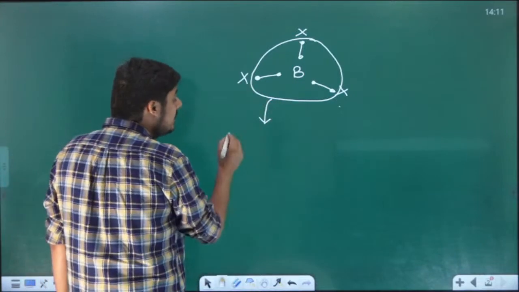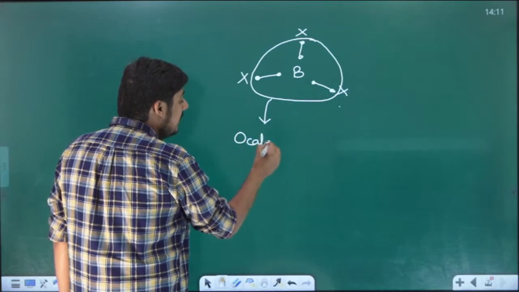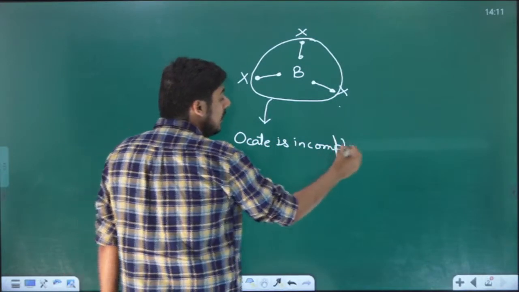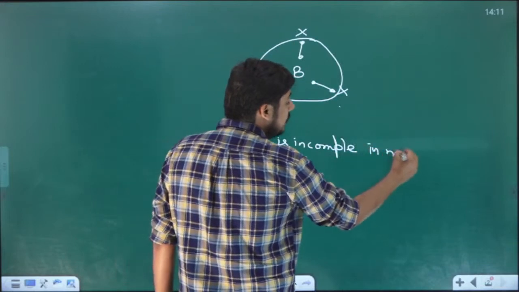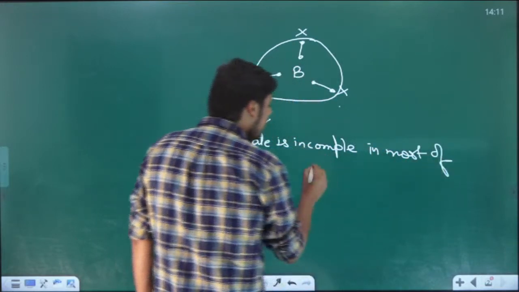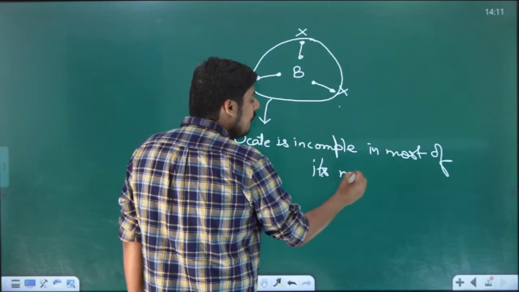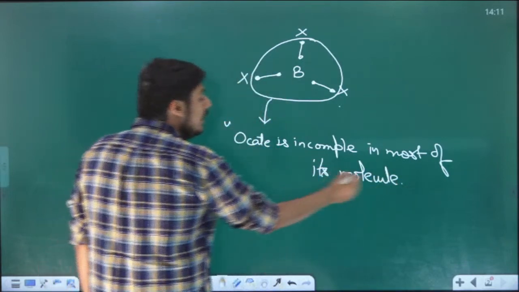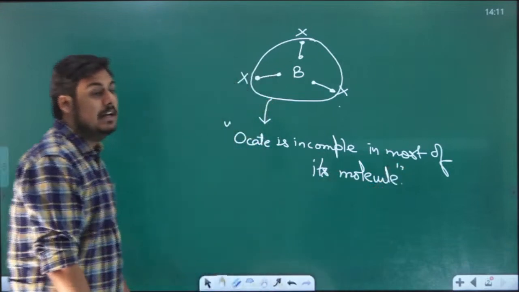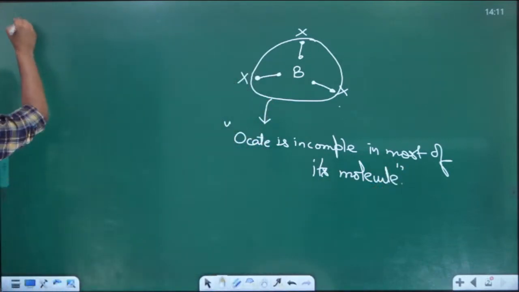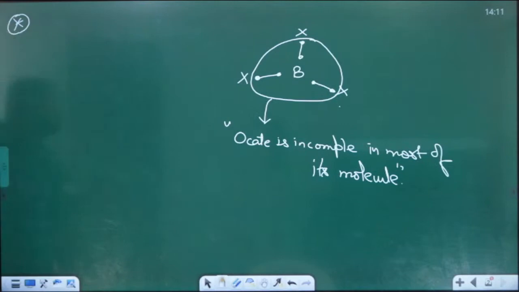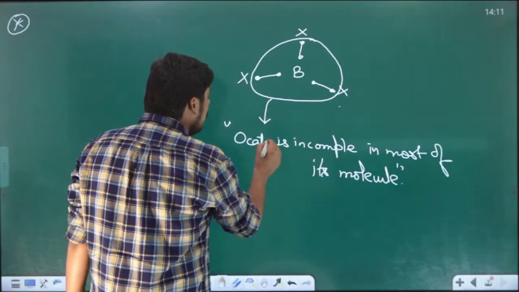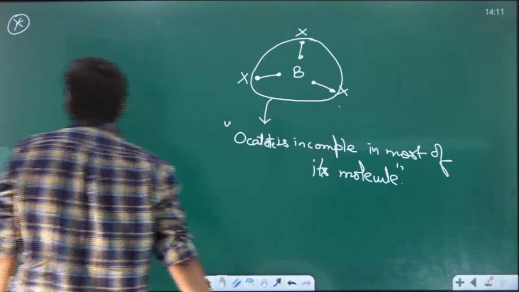What we can say is the octet is incomplete in most of its molecules. Whenever it forms molecules, you will see that group 13 elements will not have a complete octet. So I can generally say that most of these molecules are going to be electron deficient according to the octet rule. According to the octet rule, what can I say?